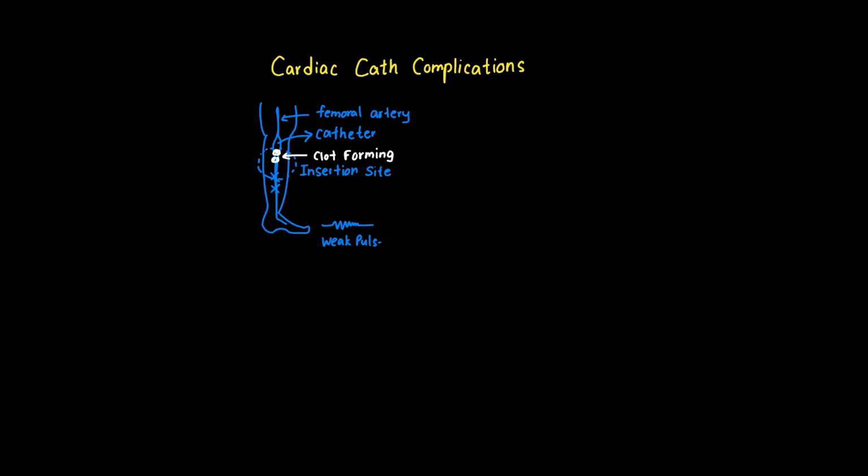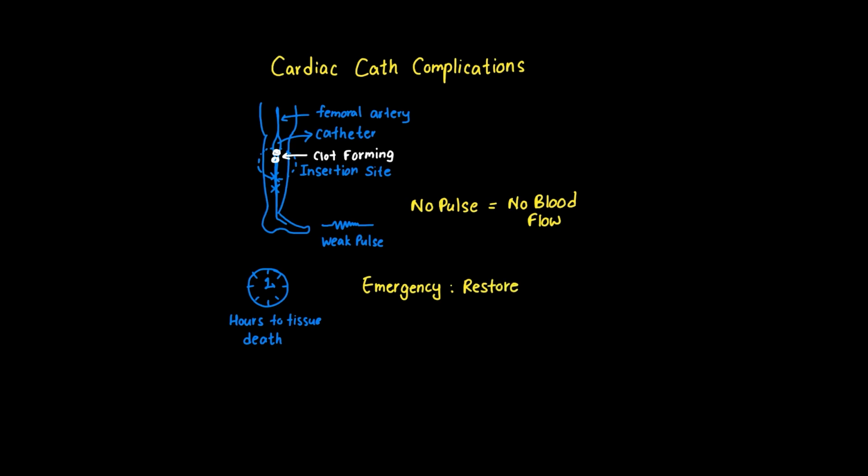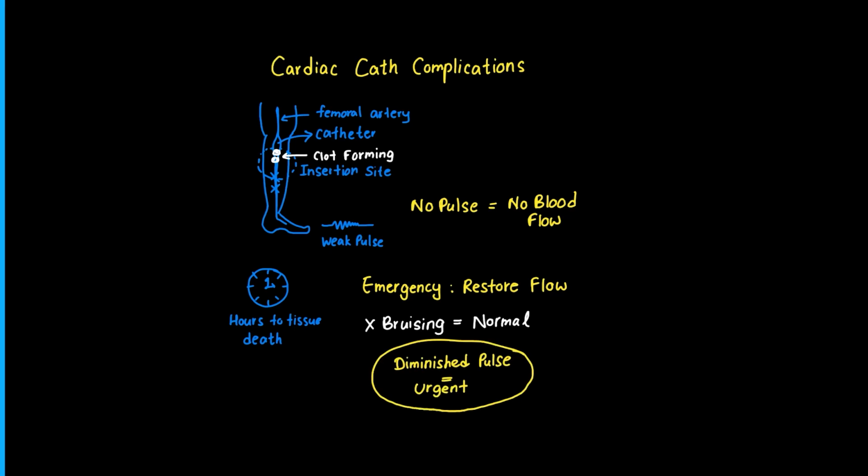A diminished pulse distal to the site indicates arterial occlusion from either thrombosis or arterial spasm. The clot or spasm blocks blood flow to the extremity, risking limb ischemia. Without immediate intervention, tissue death occurs within hours. This requires immediate thrombectomy or thrombolytic therapy to restore circulation. Small bruising is expected from minor bleeding, but diminished pulse threatens limb viability.